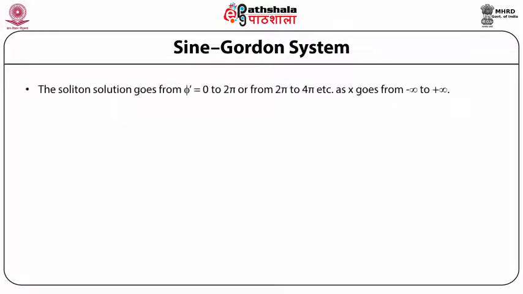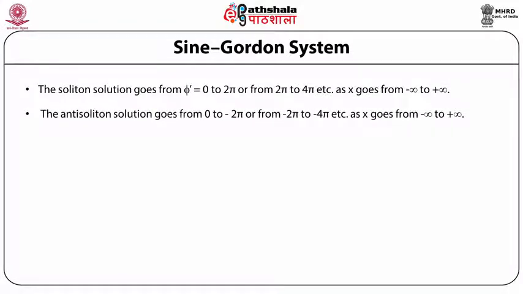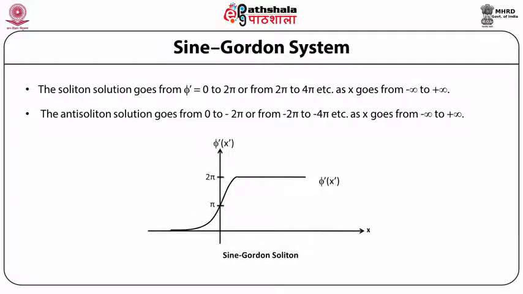The soliton solution goes from φ' equals 0 to 2π, or from 2π to 4π, etc., as x goes from minus infinity to plus infinity. The anti-soliton solution goes from 0 to −2π, or from −2π to −4π, etc., as x goes from minus infinity to infinity. The figure shows the Sine-Gordon soliton φ'(x') varying with x.